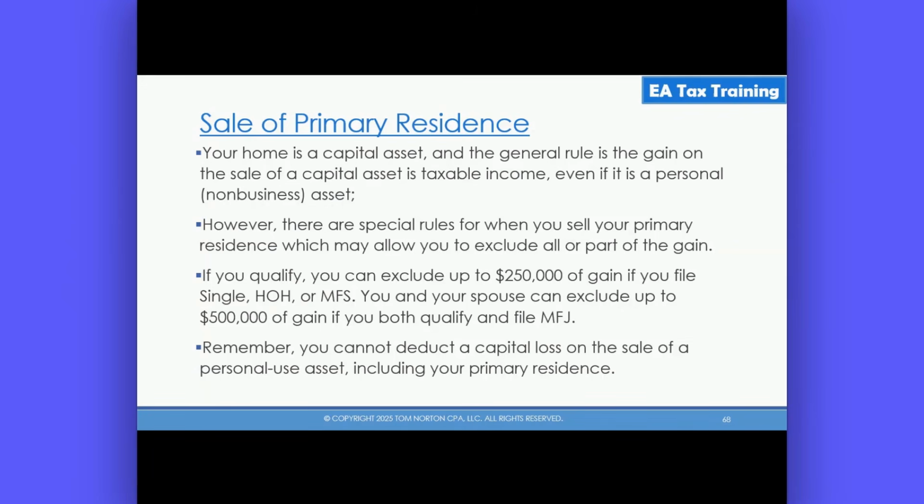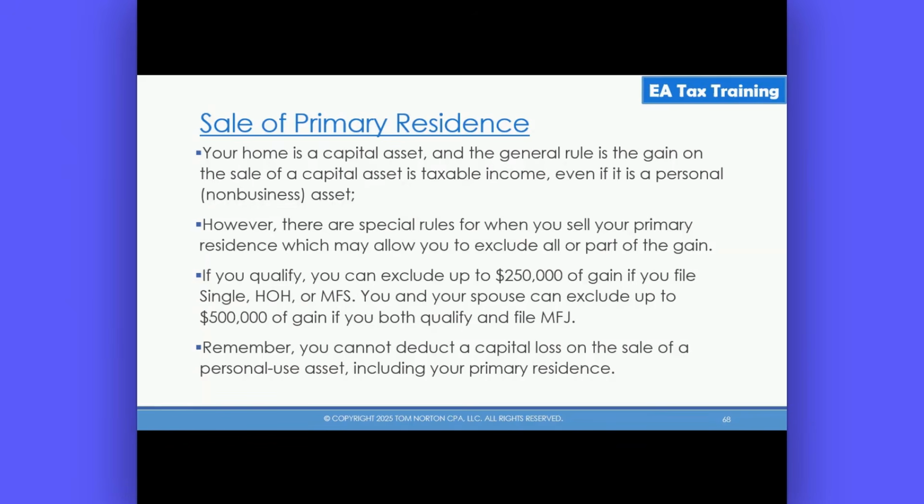Sale of a primary residence. So your home, as we said before, is a capital asset. And the general rule is if you have a gain on the sale of a capital asset, then it is taxable income, even though it is a personal capital asset. However, there are special rules when we are talking about your primary residence that may allow you to exclude all or part of the gain. So if you qualify, you can exclude up to $250,000 of gain. And if you're married filing jointly, you can exclude up to $500,000 of gain.